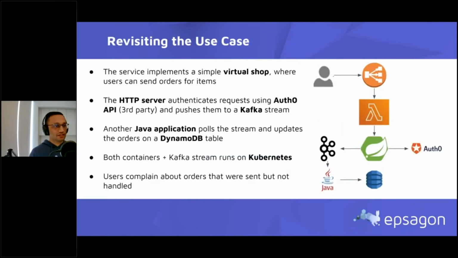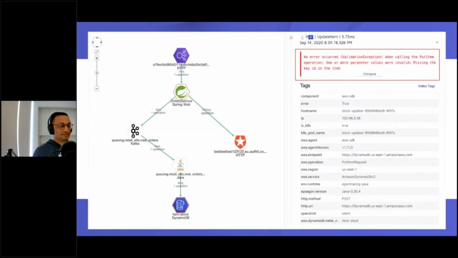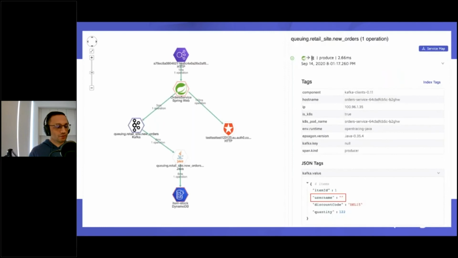So let's revisit our old use case and see how a distributed tracing based observability solution will help you troubleshoot your errors effectively. As you might remember, the users complained about orders that were sent but not handled. So in a distributed tracing based solution, you focus on a few microservices that were involved, and you start, let's say, with a DynamoDB microservice. Here you can see that the key ID is missing. Which key ID though? Once you focus on the Kafka microservice, you can see that the username is empty.